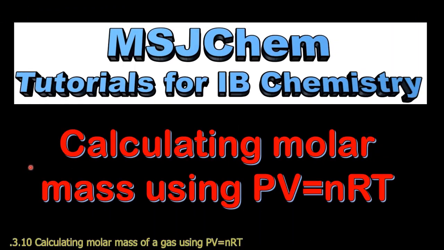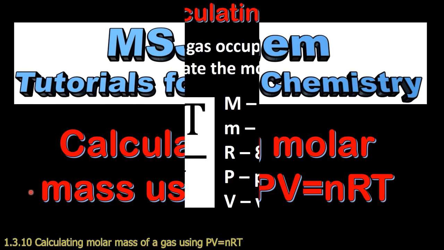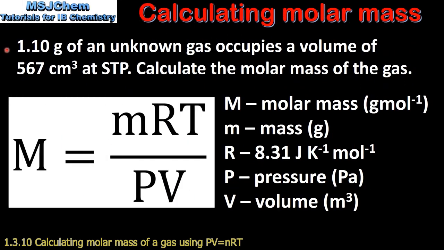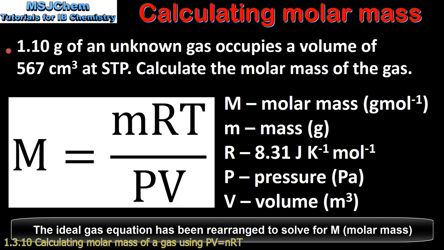This is MSJ Chem. In this video, I'll be looking at calculating the molar mass of a gas using the ideal gas equation. We'll start by looking at an example. 1.10 grams of an unknown gas occupies a volume of 567 centimeters cubed at STP. Calculate the molar mass of the gas.